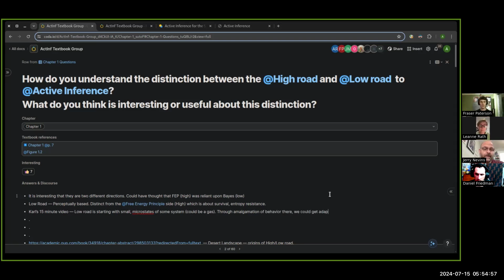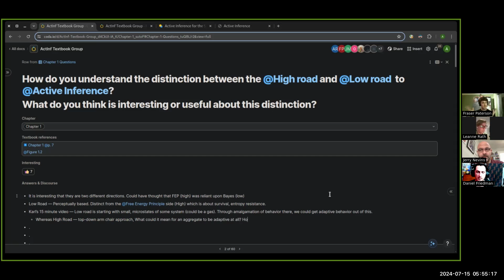Whereas the high road is a bit more like, okay, let's take more of an armchair approach and conceptualize from a top-down idea about what it would mean to be adaptive at all, starting from an aggregate idea and then going down and saying, okay, we have this aggregate idea. How are the microstates then going to have to behave? So that's my thoughts on the low road and high road distinction.